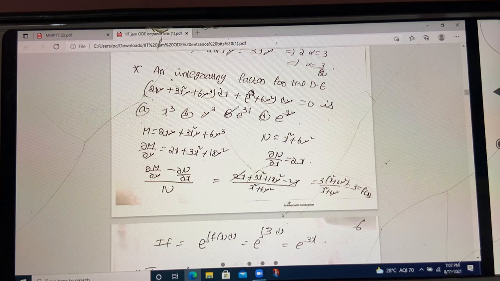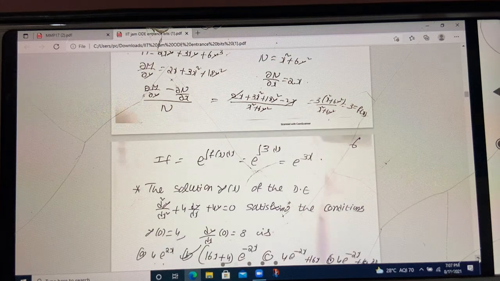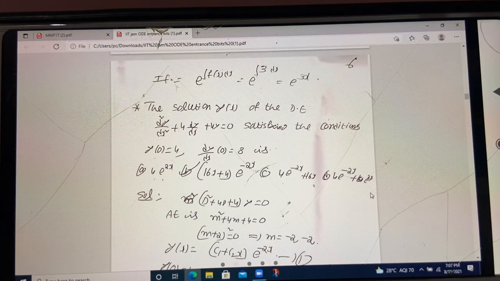So e power 3x is the answer. You can see among the options e power 3y is also there. So you should be careful. Next one.